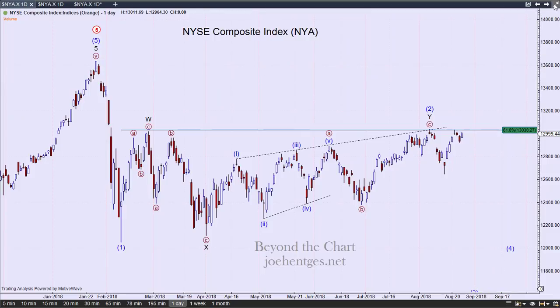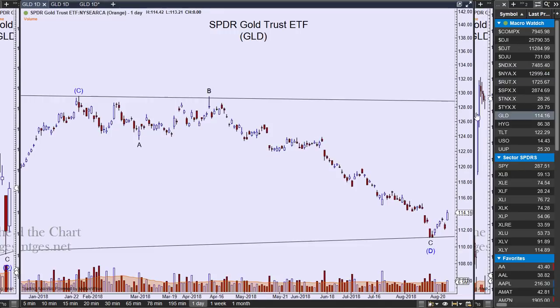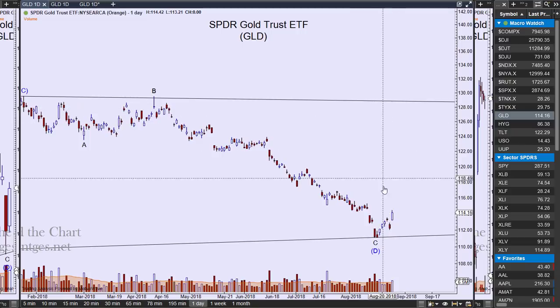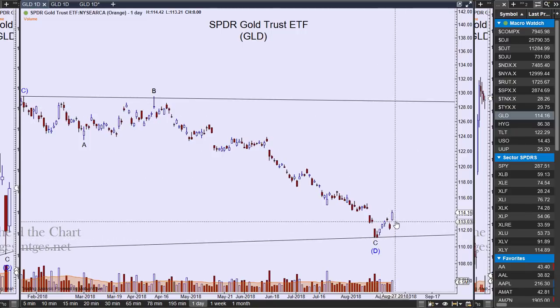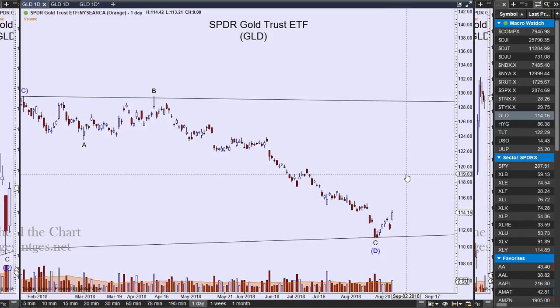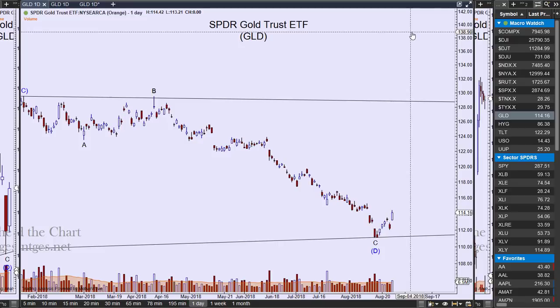Let's take a look at gold, and gold has popped and started to come alive this week. GLD was up $2 on Friday. Good volume kicking in here. So watching to see how this is going to evolve.